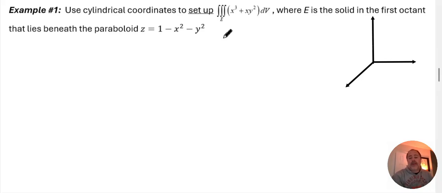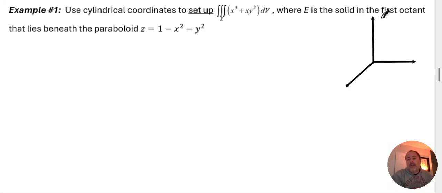And so the first example we're going to do here is to use cylindrical coordinates to set up the triple integral over region E of x squared plus xy squared dV, where E is the solid in the first octant that lies beneath the paraboloid z equals 1 minus x squared minus y squared.